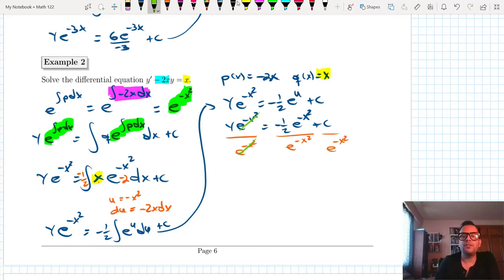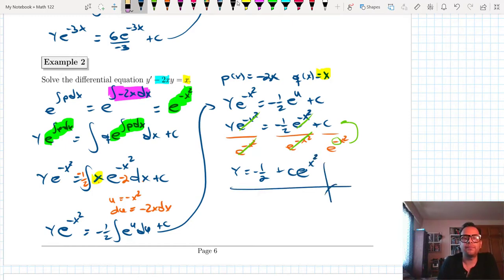So cancel, cancel, cancel, cancel. So we get y equals negative 1/2 plus c divided by e to the negative x squared, which can be written in the numerator with a positive exponent. So c e to the x squared. And that is our final answer. Okay, let me write this e better so it's more legible. All right, so that is the general solution.